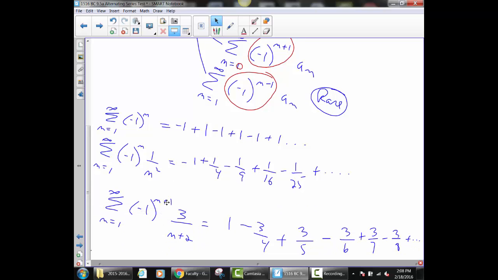Same thing here. That exponent is n plus 1, so it'll be 1 plus 1, which is 2. So the first term will be positive. The next one will be 2 plus 1, which is 3. Negative 1 to the odd power is negative, and then it'll alternate after that.